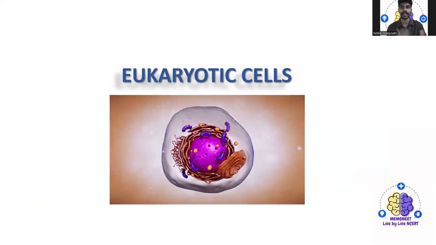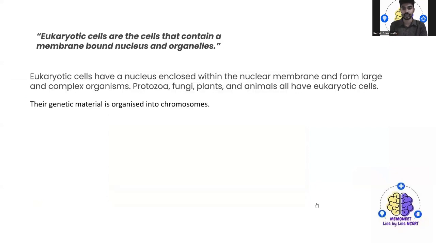In the last video, we went through prokaryotic cells, right? So today we will be concentrating more on eukaryotic cells. What are eukaryotic cells and what are the organelles that come under eukaryotic cells? So what do we mean by eukaryotic cells here? They are the cells that contain a membrane-bounded nucleus and other organelles.